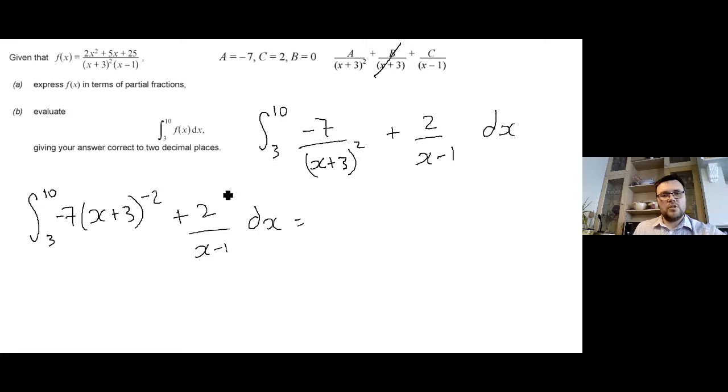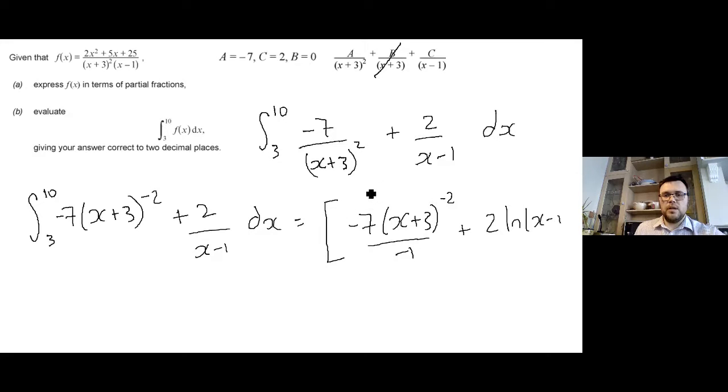So if we integrate the first bit, and we always put a square bracket, we are increasing the power by 1, and we're dividing by the new power, and we have to also take into account if there's anything inside the bracket. Luckily, there's nothing inside the bracket that's going to affect this, because when you differentiate inside, it's going to be a 1. So we don't have to worry too much about that. So we've got -7, and then it's x plus 3 to the -2 all over -1. And then the next one is going to be 2 log x minus 1.